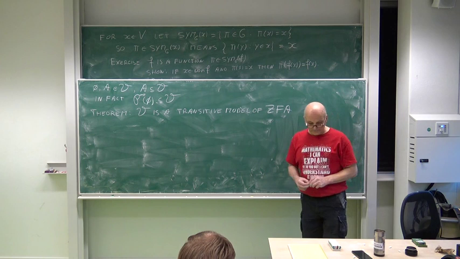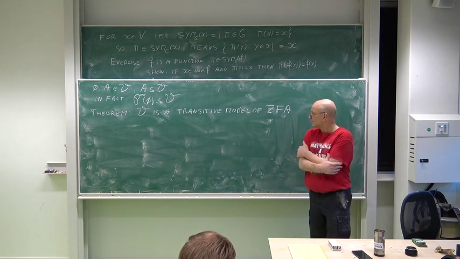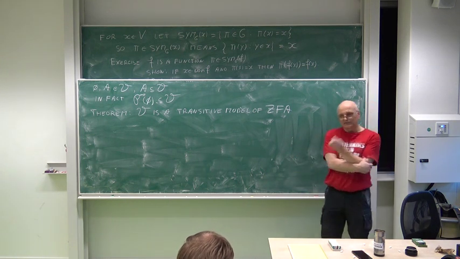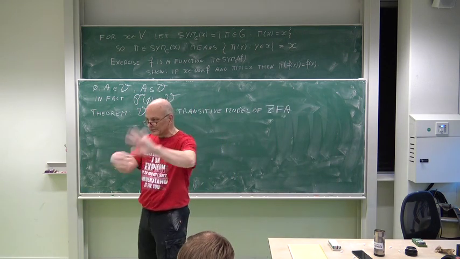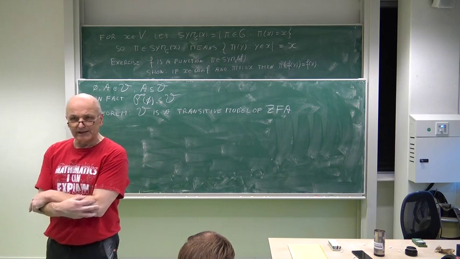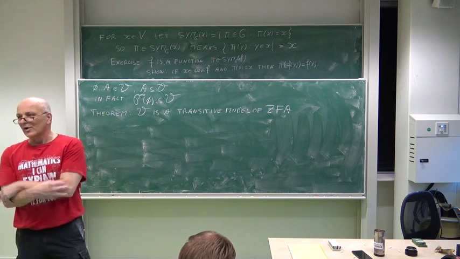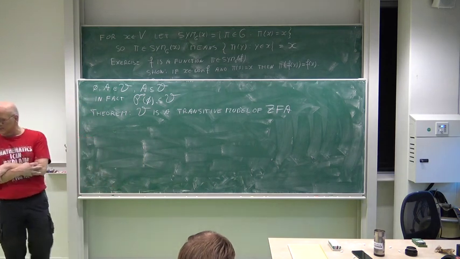V is a transitive model of ZFA, where the notion of transitive has been modified so as to exclude strange behavior of the atoms. So for all the sets, the element-of relation is transitive.